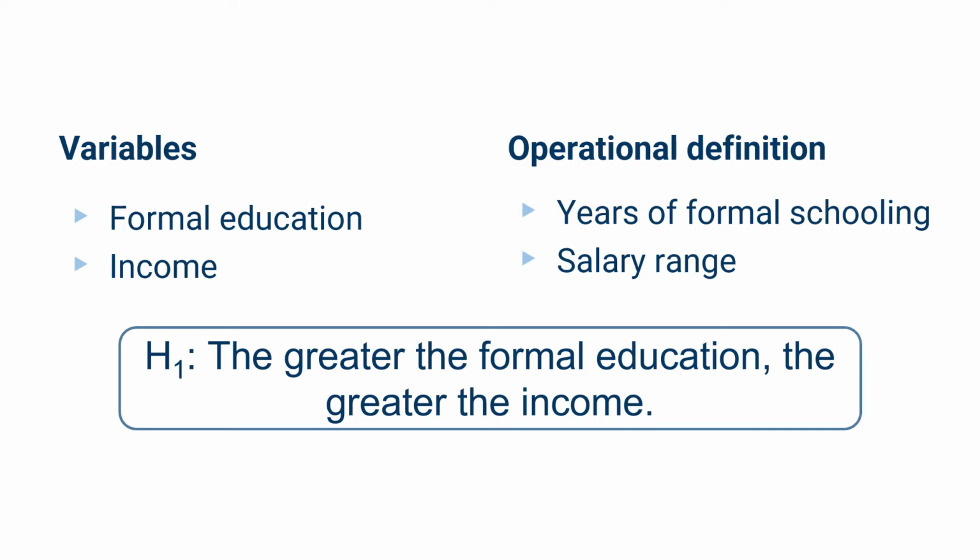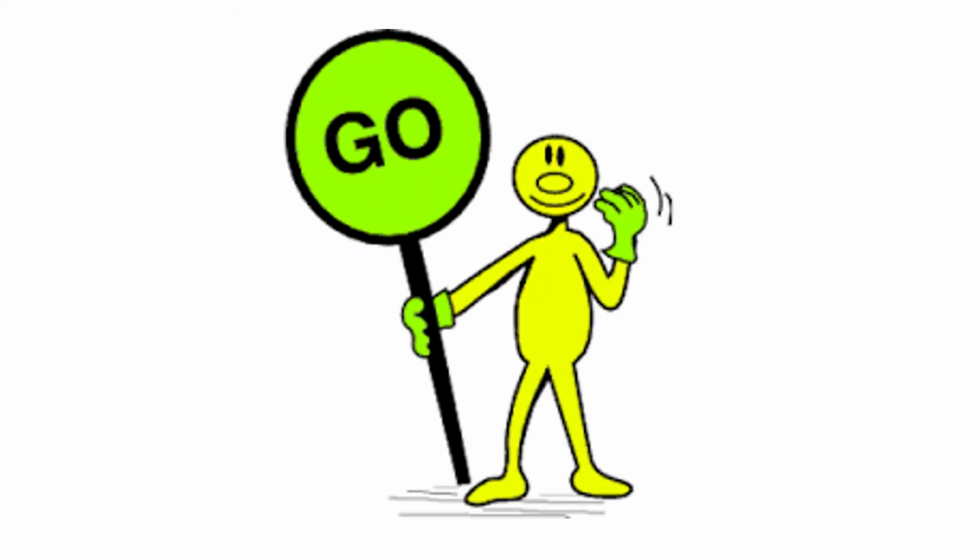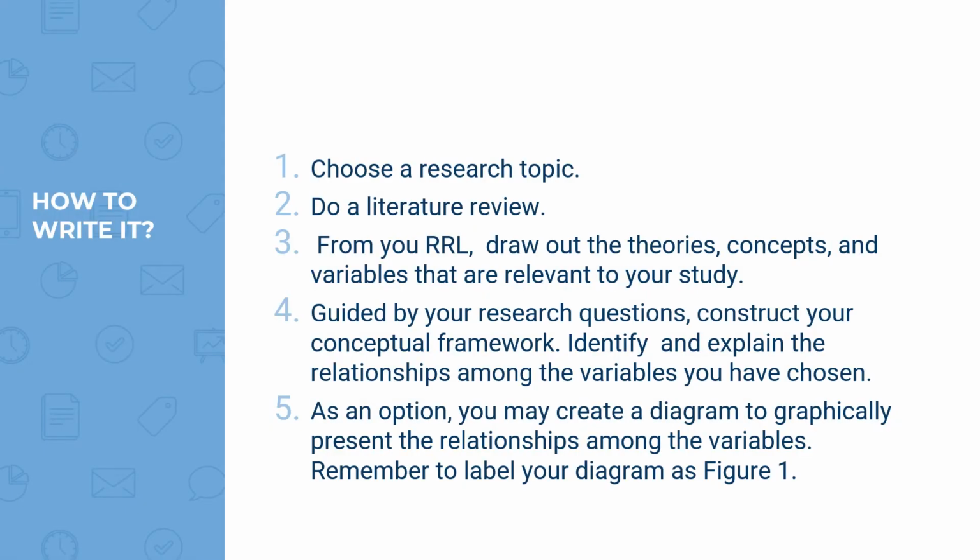You don't include passive income. You don't include income coming from business. So only the salary range. The operational definition helps to set the parameters of the variables that you are using. So hopefully you can practice this one in your own research topics.